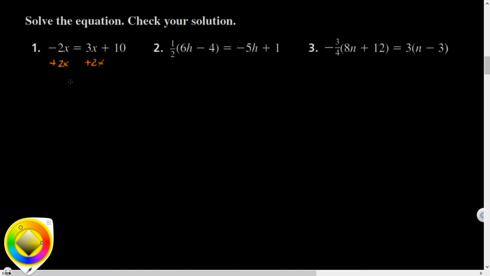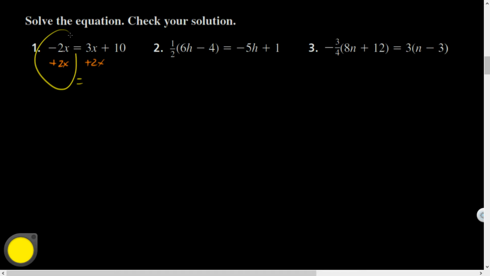It's all right. Let's see. What's left over here? I have 2 apples. You take my 2 apples. How many apples do I have? 0, right? 3x plus 2x is 5x plus 10.